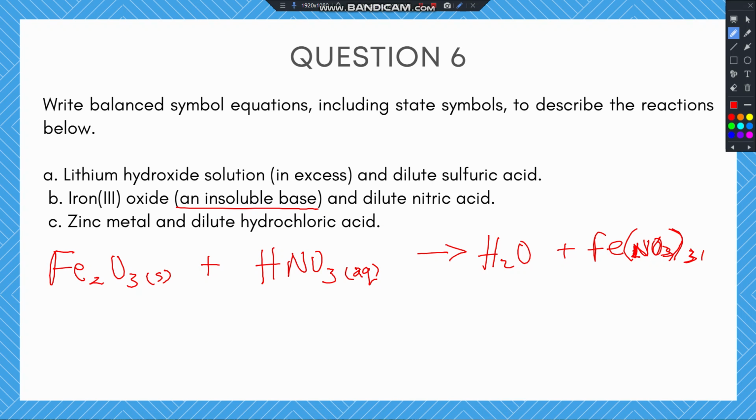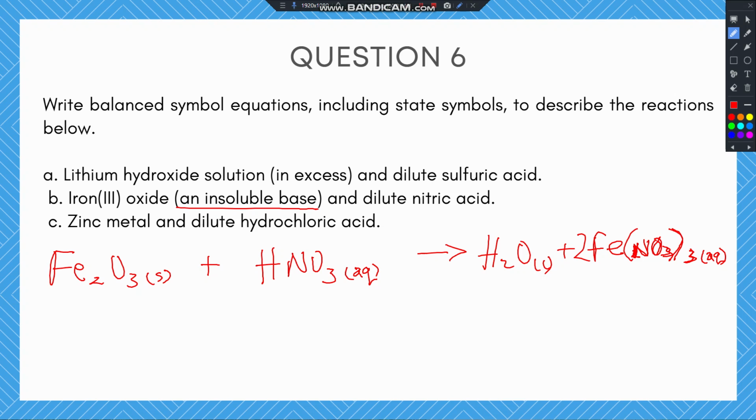This is going to be in the aqueous state of matter. This is in the liquid state of matter. So now let's balance this chemical equation. First, we have iron. On the left side, we have two atoms, and on the right, we have just one. So to balance iron, we add a coefficient of 2 over here. That way, iron is balanced.